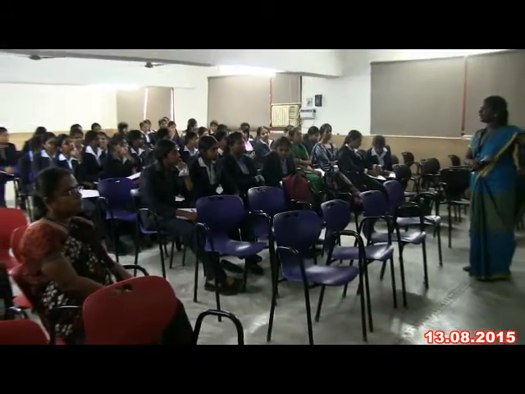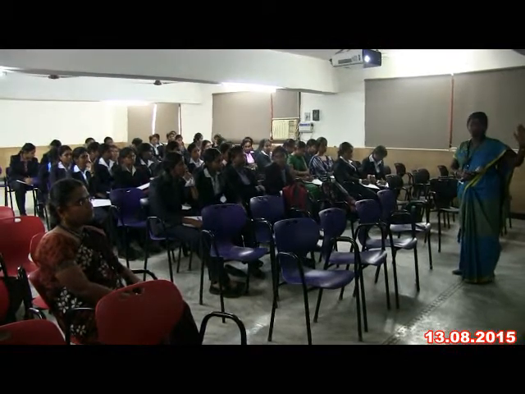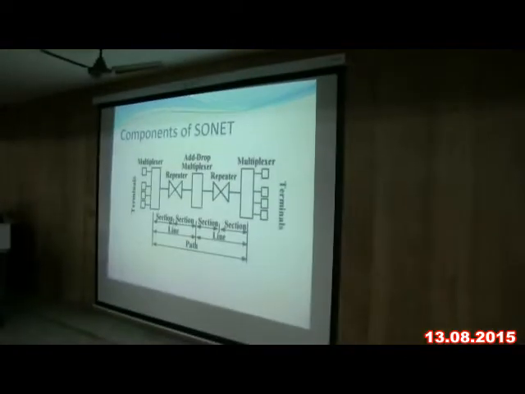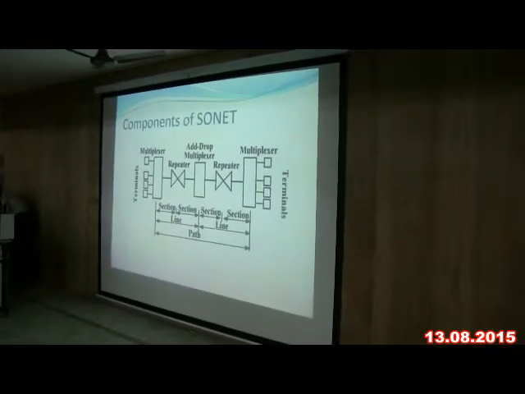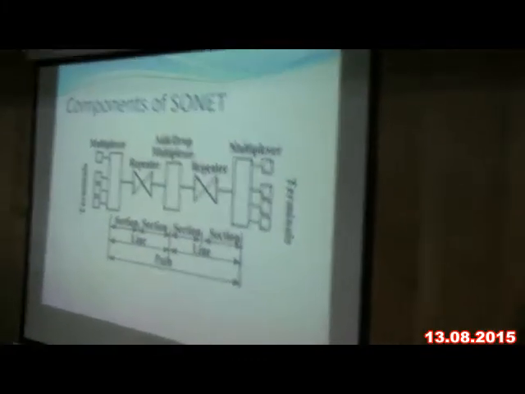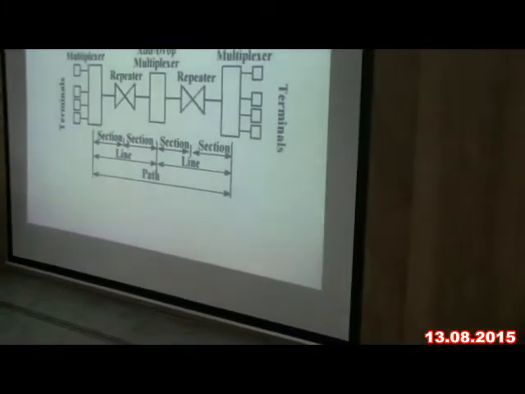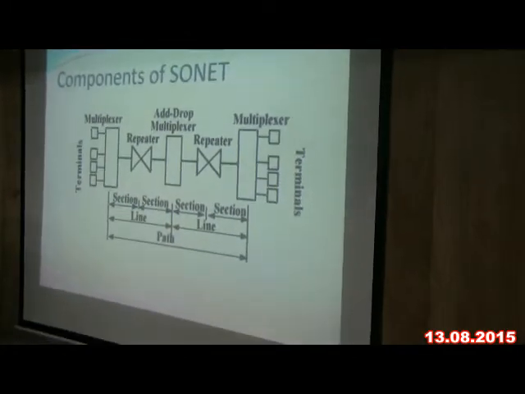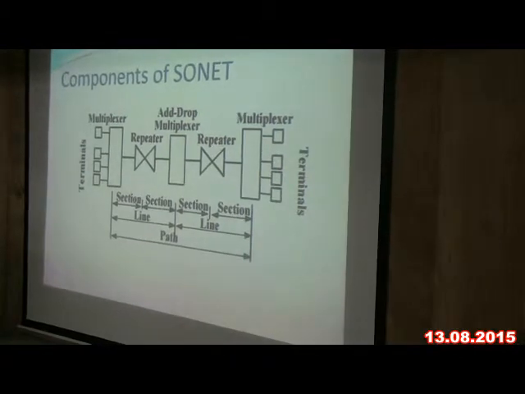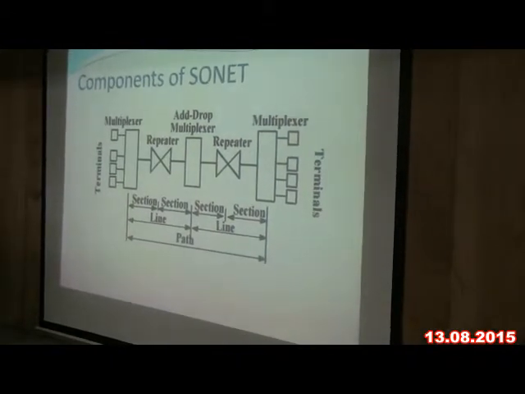These are the components present in the SONET. The components present are the multiplexer, the add-drop multiplexer. What is the use of the add-drop multiplexer? Here we are adding some signals and dropping some signals. So it is similar to an optical coupler and splitter.